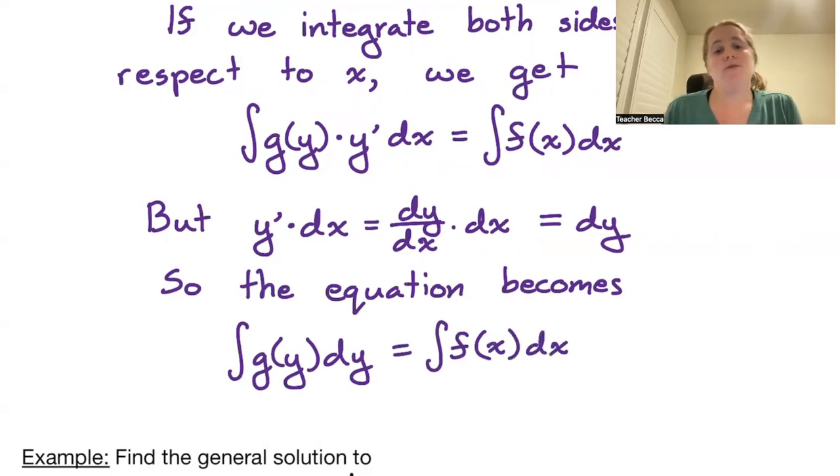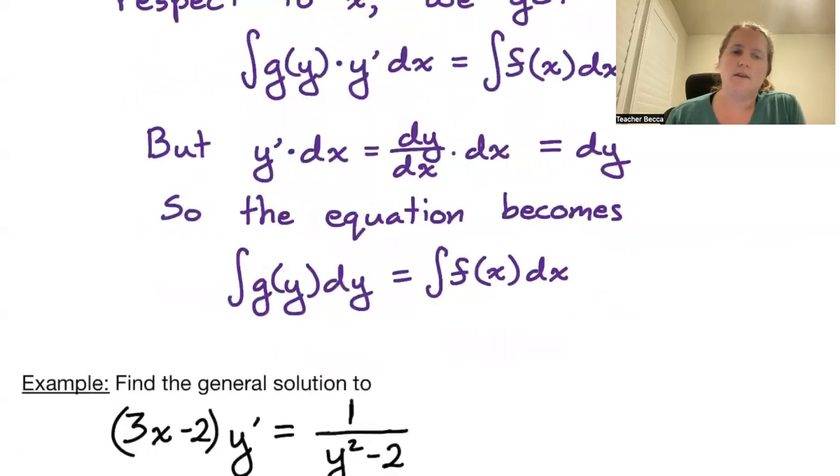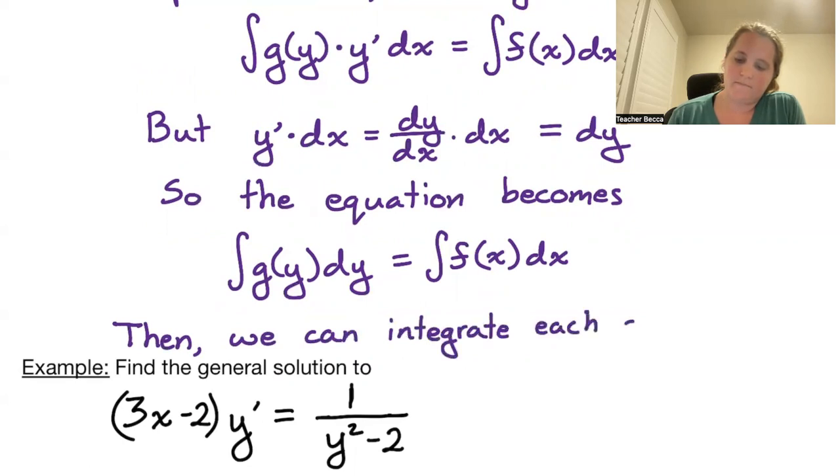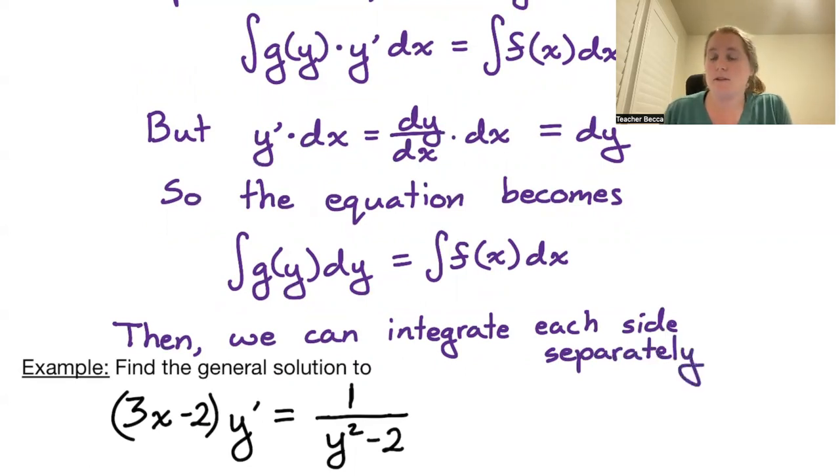So essentially, if our equation is separable, we can just separate this into two separate integrals, one in y and one in x. So from here, we can integrate each side separately. These equations are considered to be separable because we can completely separate the variables and have one integral in y and one integral in x.